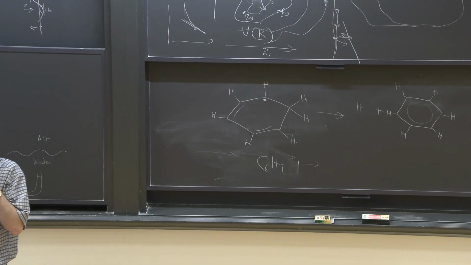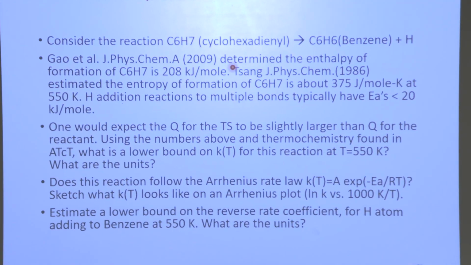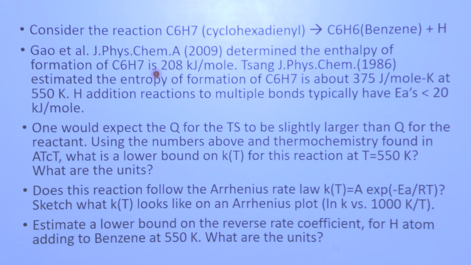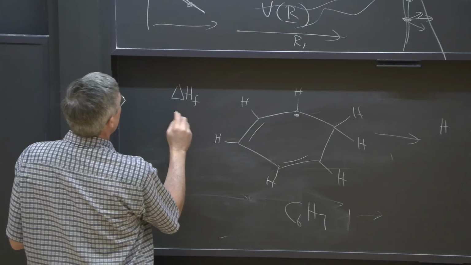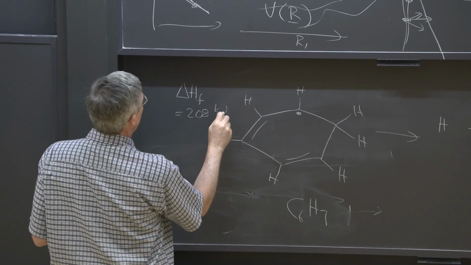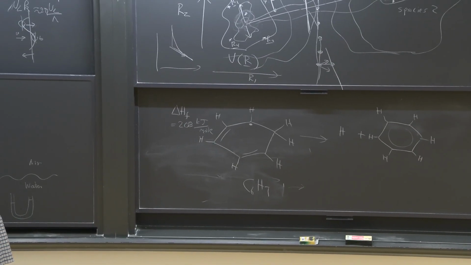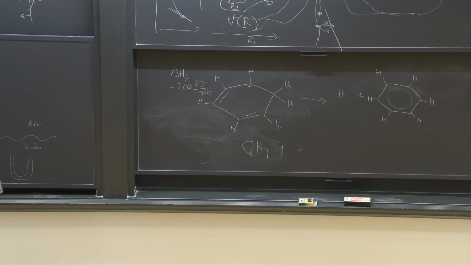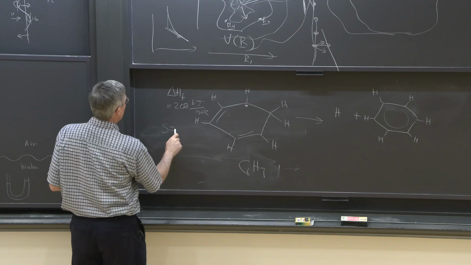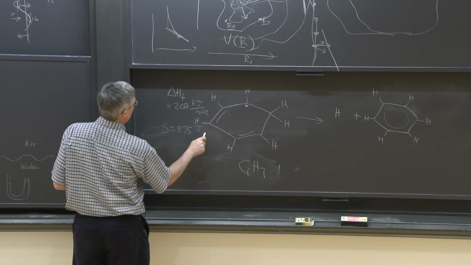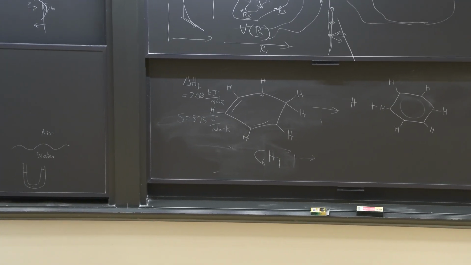And so the question is, what's the reaction? Gao, in 2009, determined the enthalpy of formation of this guy is 208. So delta H of formation equals 208 kilojoules per mole. And Sang estimated the entropy is about 375. Okay, so we know some thermo about this weird radical.